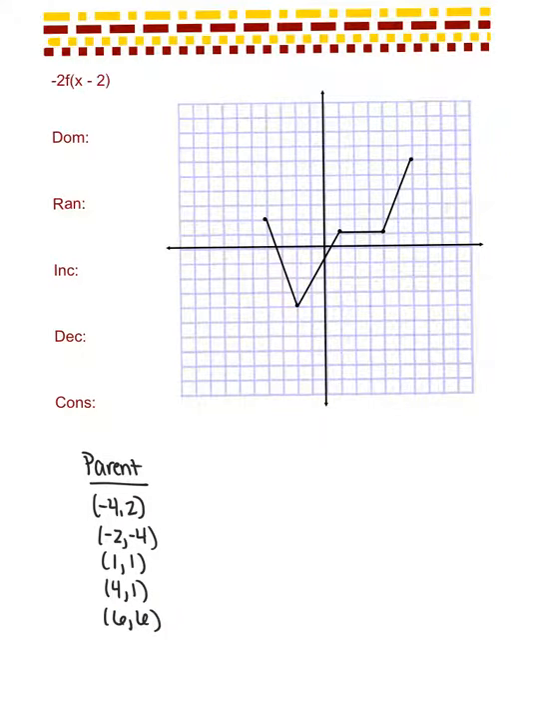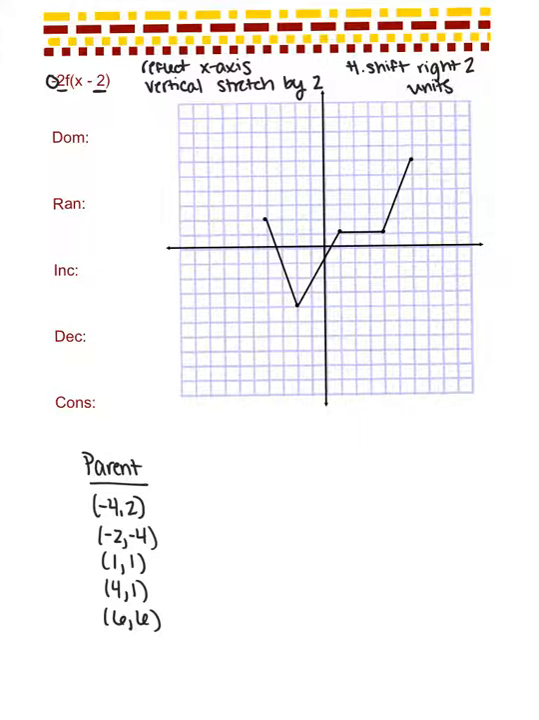Oh, let's look at the next one. So on the next one, I've got 3 transformations going on. You've got this negative out front, and it is a reflection about the x-axis. You've got this 2, it's a vertical stretch by a factor of 2. And then you have this -2 on the inside, and that's going to be a horizontal shift, and it looks like to the right 2 units.